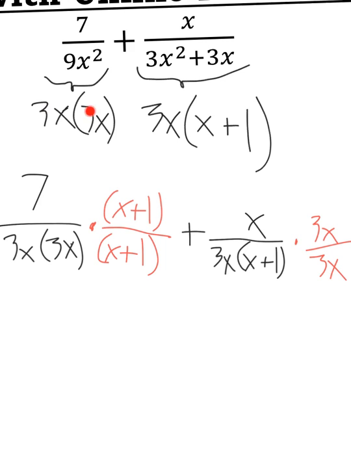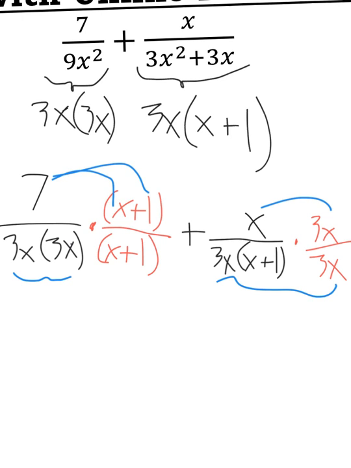And then this one had two 3x's. This one only had one 3x. So I introduced a 3x over a 3x on that one. Okay? So basically, the next step is to just distribute the tops. And the bottoms, I'm just going to turn this 3x times 3x back into 9x squared.